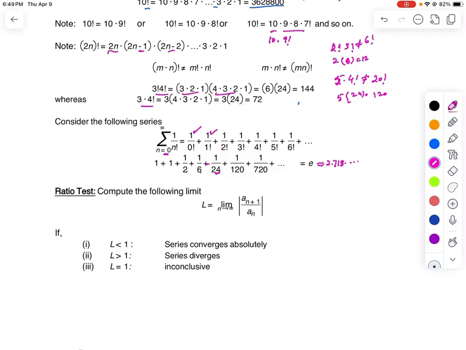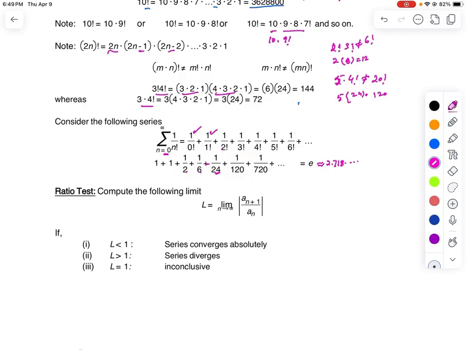So now that we have a review of the factorials, let's look at what the ratio test tells us. It says compute the following limit. So it's asking you to take two consecutive terms of the series that you are looking at, and take the ratio of the two terms with the later term on the top and the previous term at the bottom. So the limit of the absolute value of a_(n+1) over a_n as n goes to infinity.